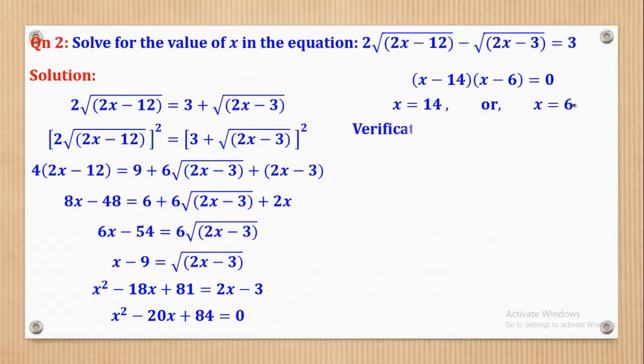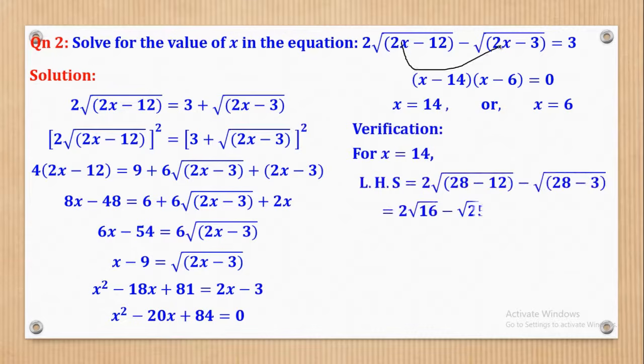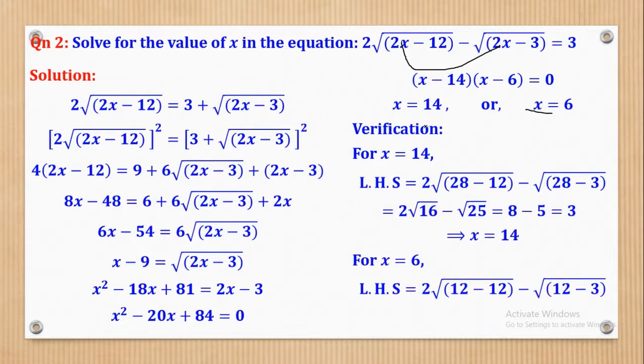So let's start with the one of x equal to 14. So put 14 here and here and see if you come up with 3. So I'll come up with 3, meaning that x is equal to 14. What about x equal to 6? Put it there and you'll come up with negative 3, meaning that x is not equal to 6.